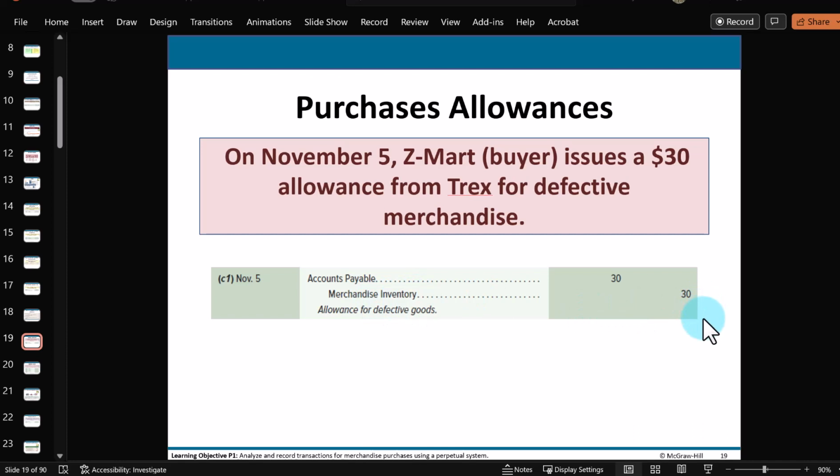So there should be some type of documentation, something like an adjusted invoice, that now gives us the information to record this journal entry. Again, this is an allowance. We're not shipping back any merchandise to the seller. We're keeping it, but we're reducing the purchase price, reducing the cost of the asset.